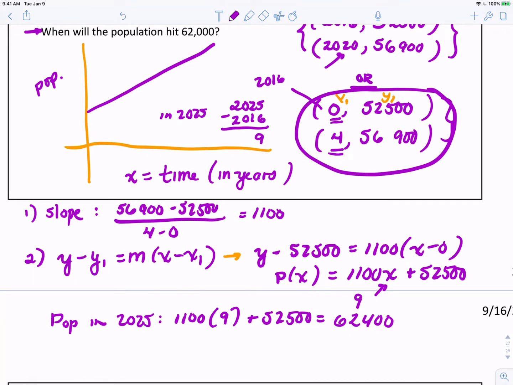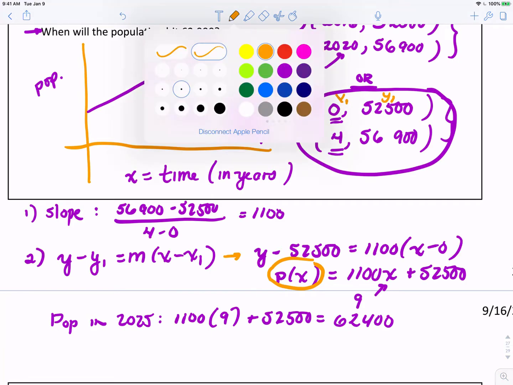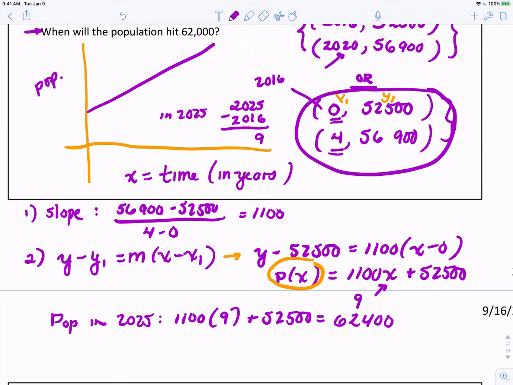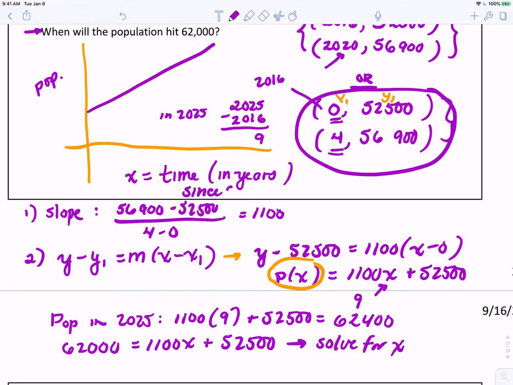Finally, when will the population hit 62,000? To do that problem, all we would have to do is take our linear model and substitute 62,000 for p of x. That would give us this equation. 62,000 is equal to 1,100x plus 52,500. And then all you have to do is solve for x, remembering that x represents the time in years since 2016.